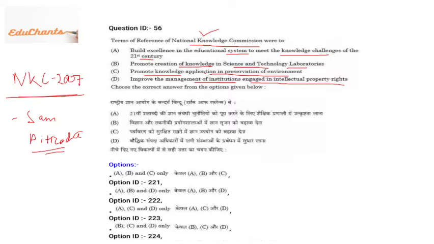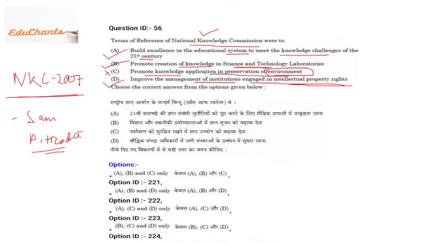We will analyze A, B, C, D. Build excellence in the educational system to meet knowledge challenges, definitely it is correct. Then promote creation of knowledge, definitely in the field of science and technology labs, definitely it is correct. Then promote knowledge application and preservation of environment. How is environment related to knowledge? No, it is not related, so C is not there. Then improve the management of institutions engaged in intellectual property rights, IPR. Yes, it is related.